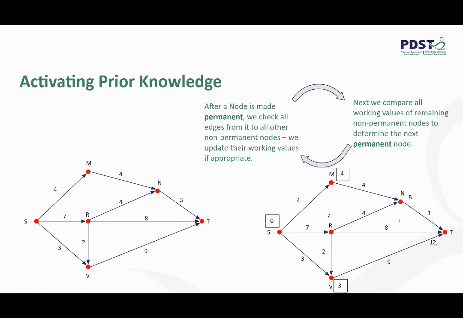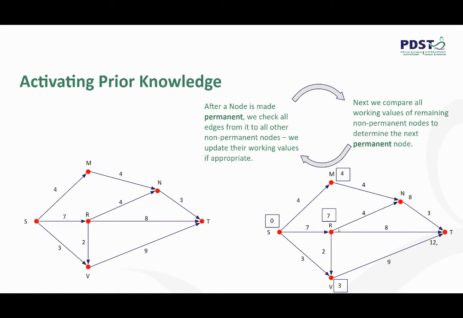Next we compare all working values of remaining non-permanent nodes to determine the next permanent node. What working values do we have available at temporary nodes? We have 8, 7, and 12. The smallest of these is 7, so 7 is our next permanent node. After the node is made permanent, we check all edges from it to all other non-permanent nodes, and we update the working values if appropriate.